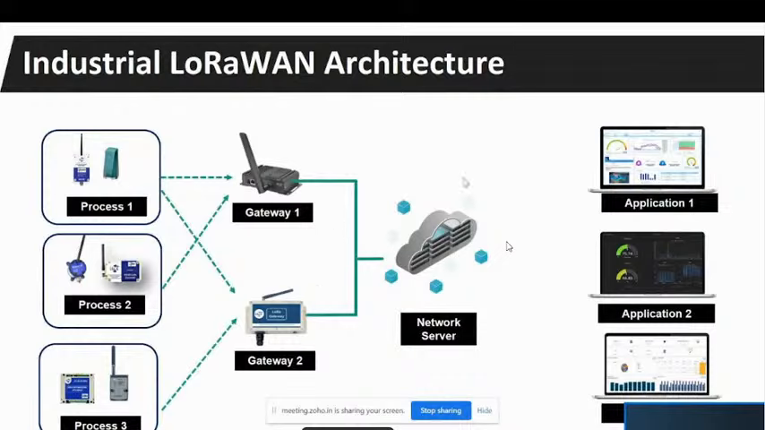And then we will only have one network server, and all these gateways will be connected to it. Then we can have different applications, like our EMS dashboard, our flow meter dashboard, and our condition monitoring dashboard. So all the applications can run separately. The beauty of LoRaWAN is that it can handle thousands of nodes, so thousands of devices can be added easily. So the scalability is really good.